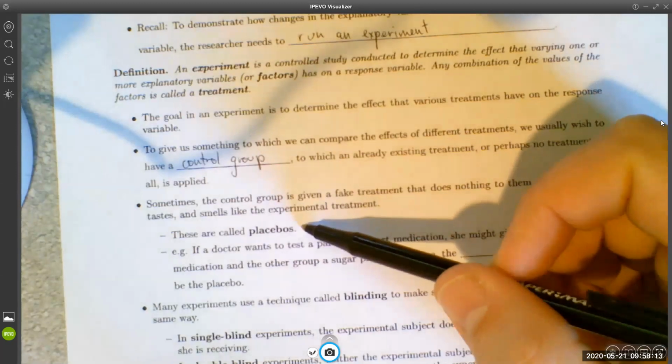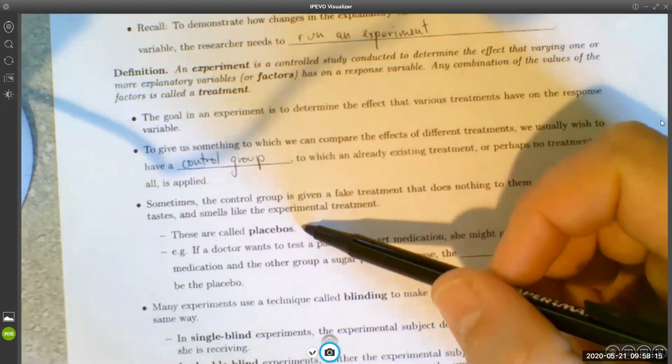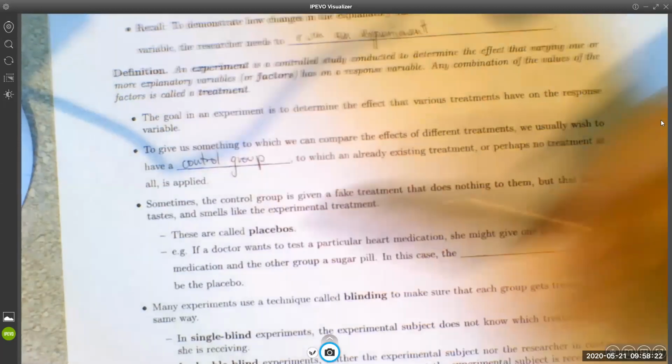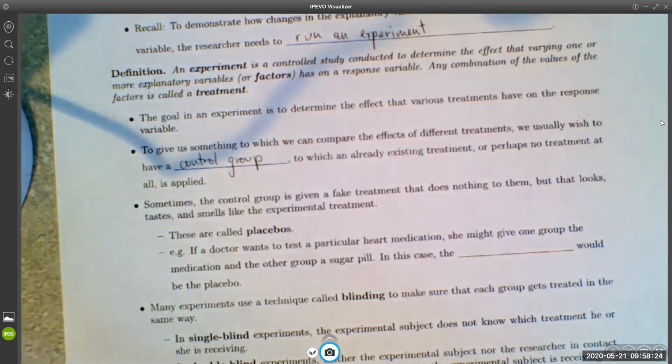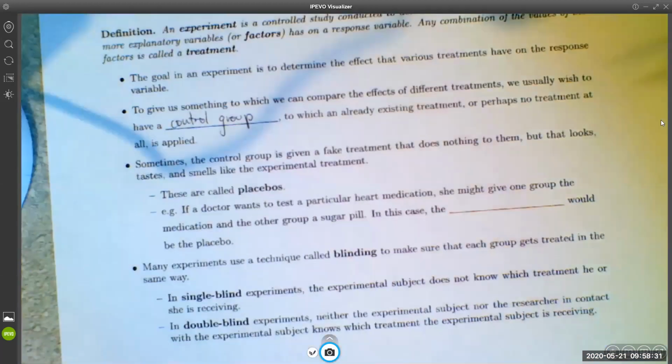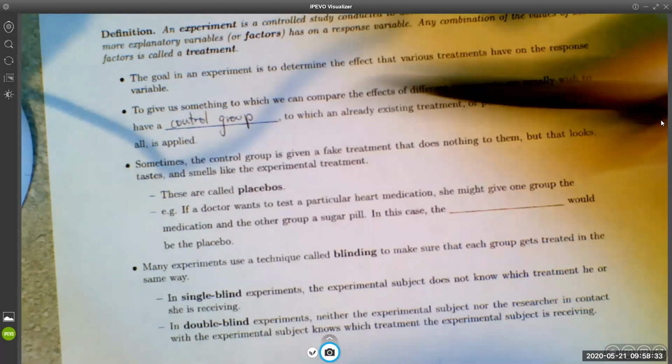So if you've ever seen the word placebo before and you weren't sure what it means, this is what it means, right? A placebo is just a fake treatment that's used to trick people into thinking that they're receiving some kind of experimental treatment. For example, if a doctor wants to test a particular heart medication, she might give one group the medication and the other group a sugar pill.